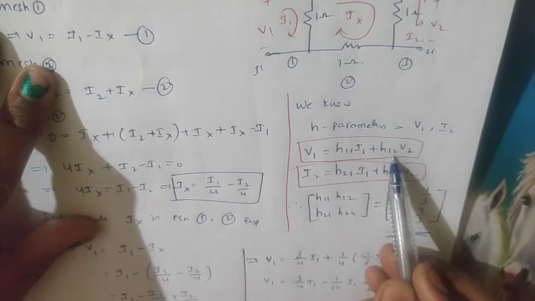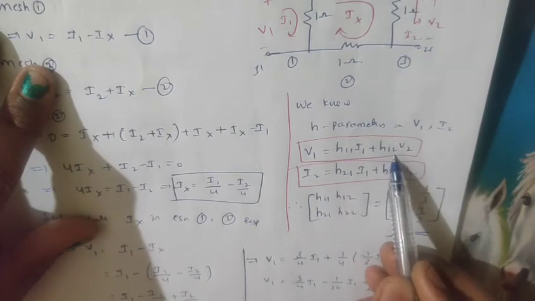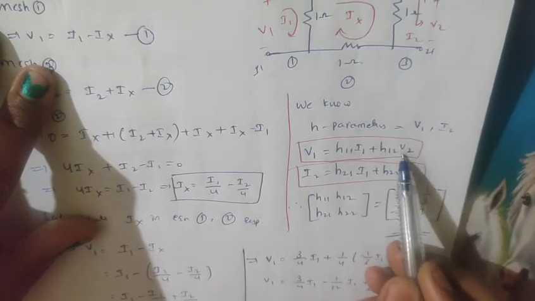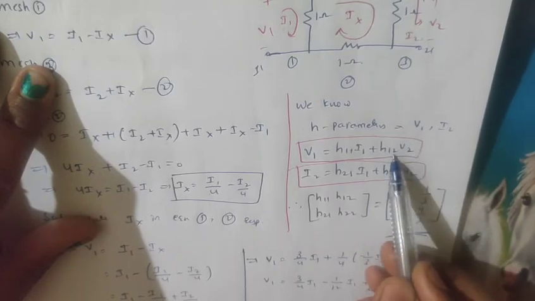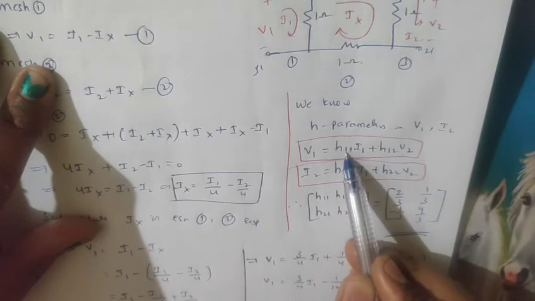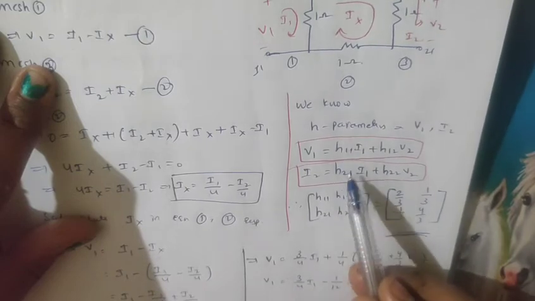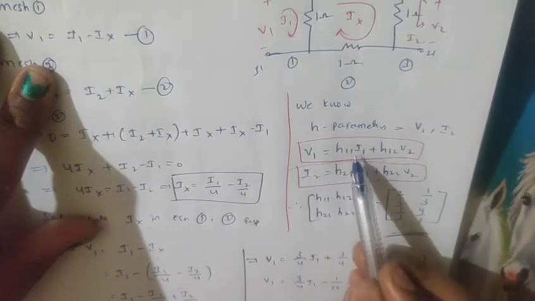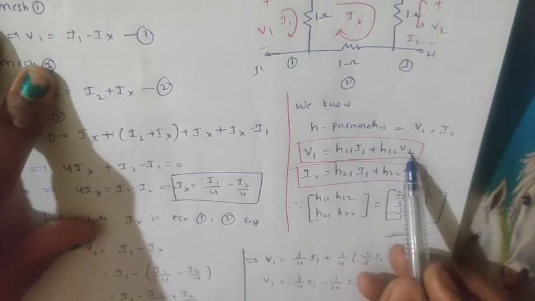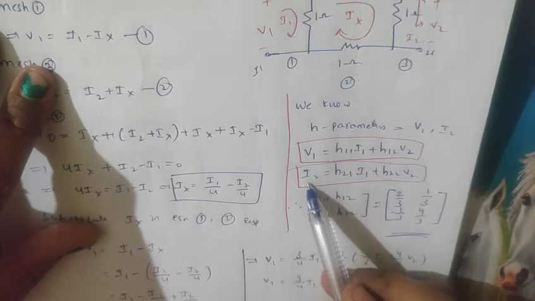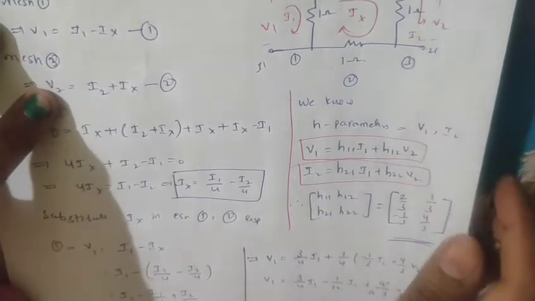If we make port 2 short circuited, the voltage across it is 0, so V2 becomes 0. If V2 is equal to 0, we will get the H11 value and the H21 value. In this way, by making port 1 open circuited and port 2 short circuited, we get the V1 and I2 equations, which are the hybrid parameters.